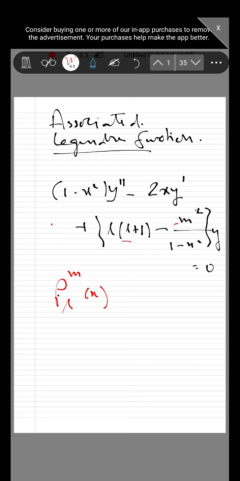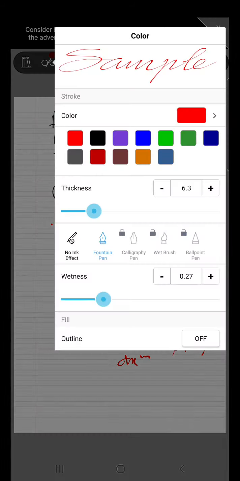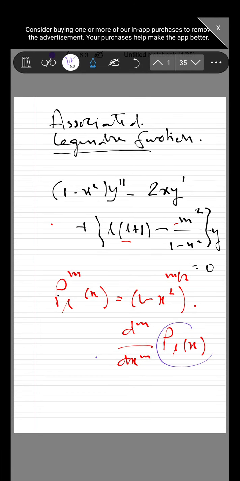That is why P_l^m(x), this is the polynomial or the function, whatever you may call it, is (1 minus x squared) to the power m by 2 into d^m by dx^m of P_l(x). This is the expression of the associated Legendre function, where this P_l(x) is the Legendre function discussed previously, and l is a positive integer.